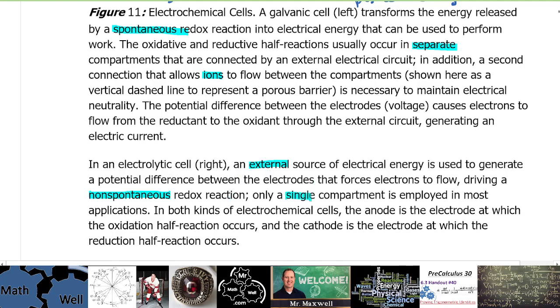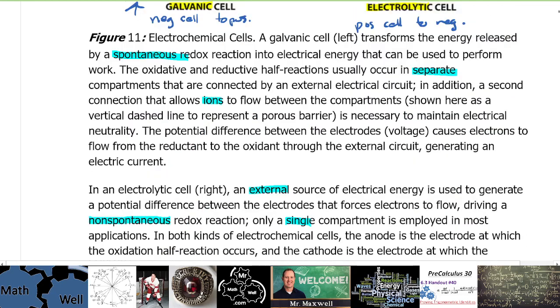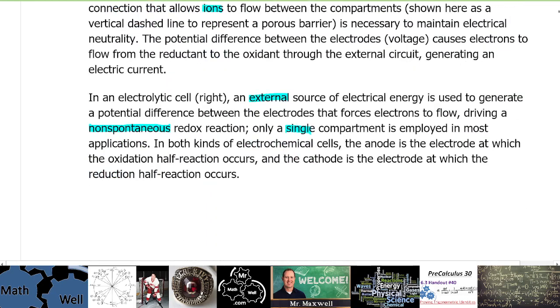Only a single compartment is employed. So if you look at your diagram there, notice that there's no separate compartment. This is all in one, all one solution. Whereas in the galvanic cell, there's usually a separate salt bridge. So it's going to be all in one big beaker, let's say, for the electrolytic, the new one. So only a single compartment is employed in most applications.